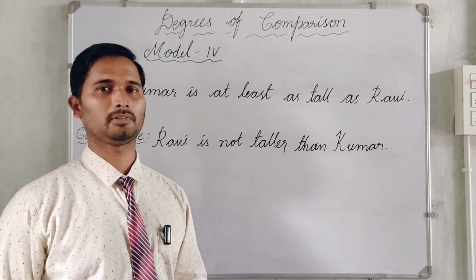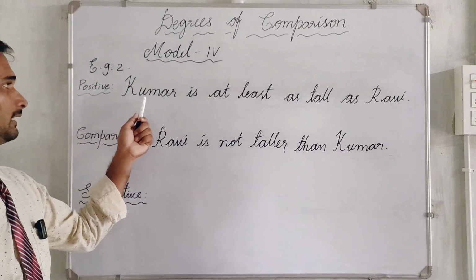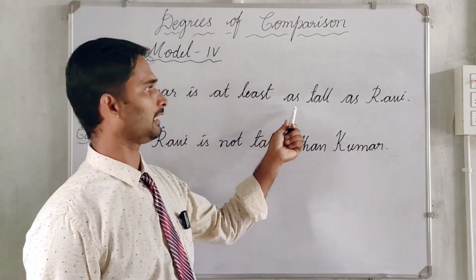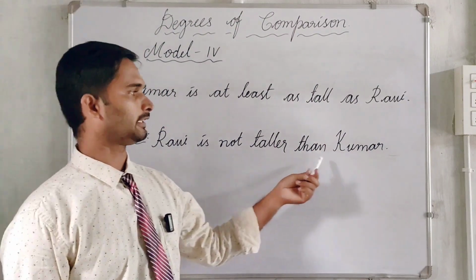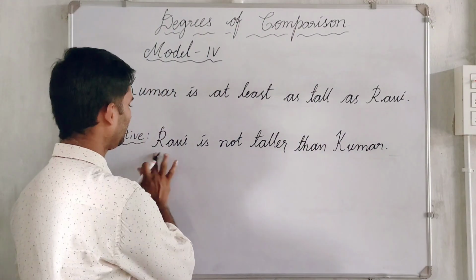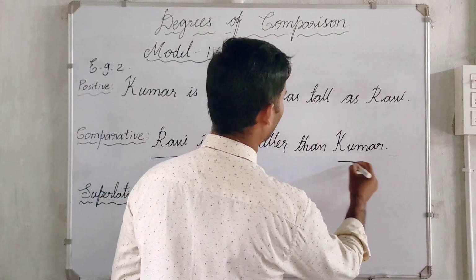Let us see some more examples of Model 4. Here is a second example. Kumar is at least as tall as Ravi. Comparative form: Ravi is not taller than Kumar. Here the comparison is made between Ravi and Kumar.